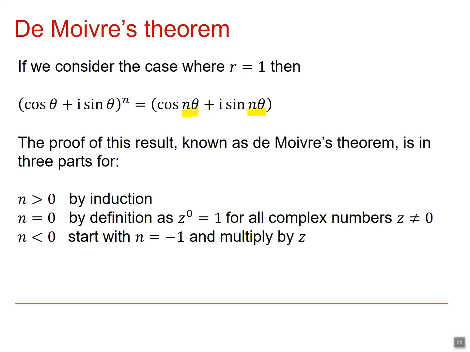The proof of this result, known as De Moivre's theorem, is in three parts: n is greater than 0, n equals 0, and n is less than 0. The proof is beyond the scope of this video, but you ought to look at your textbook for a detailed proof.